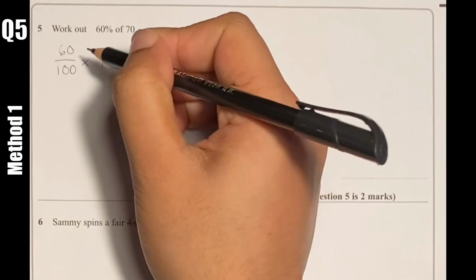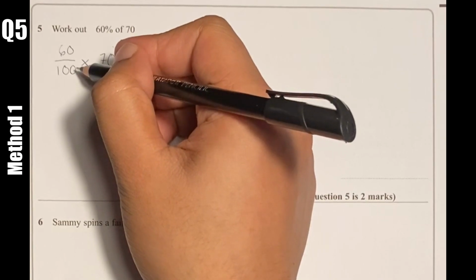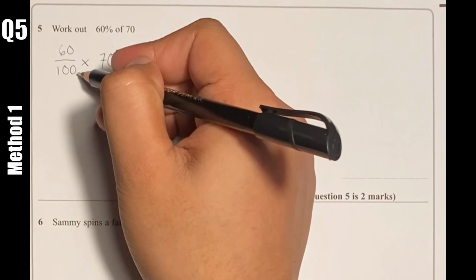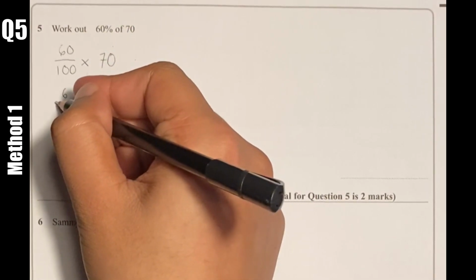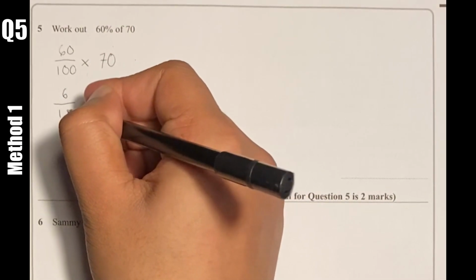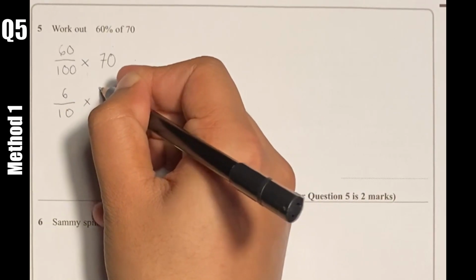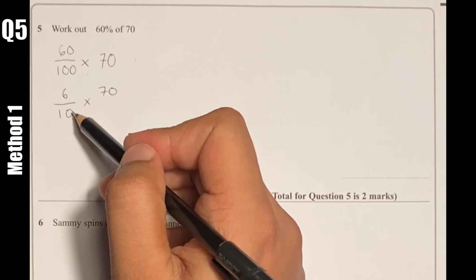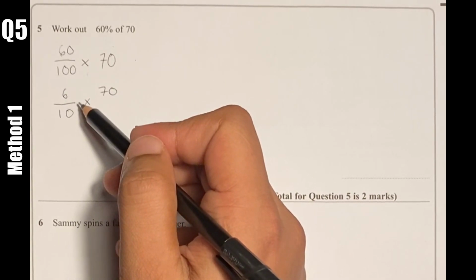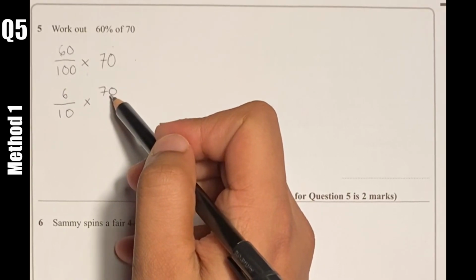The next thing we want to do is take our 60 over 100 and just simplify it a little bit. It's easy to see they both are divisible by 10, so let's do that. 60 divided by 10 is 6, and 100 divided by 10 is 10. And our times 70 for now stays the same. Some of you might realize that we can divide 6 and 10 both by 2, but I'm going to leave this fraction as it is for now. Instead, I'm going to focus on the 70.